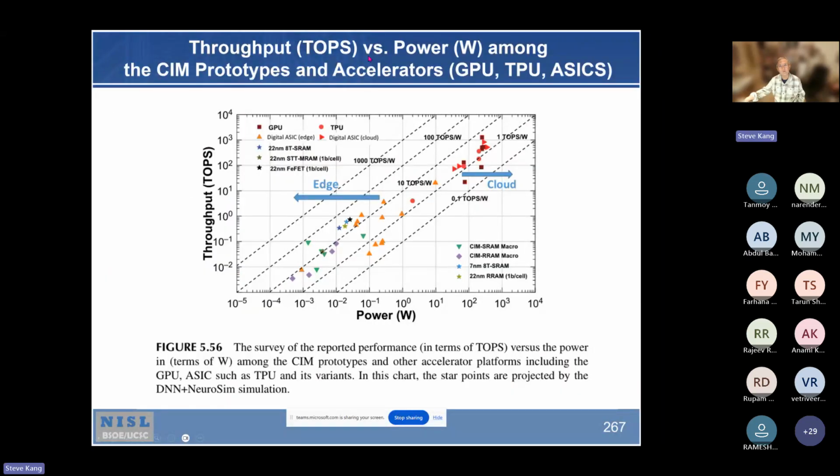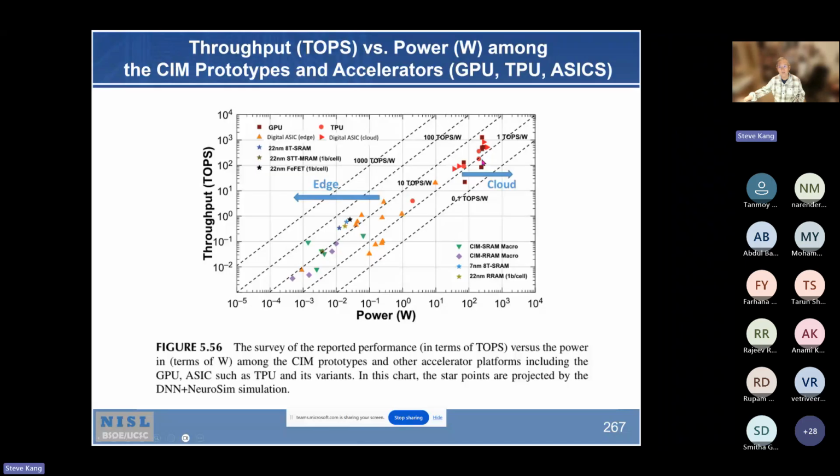In terms of throughput versus power, trillion operations per second, and the power in terms of watts. So this is power, and this is throughput in terms of TOPS, right? What you can see here is if you use SRAM, or the spin torque transistor MRAM, or FeFET, ferro FET, type of thing here, that's a star here. They stand here.